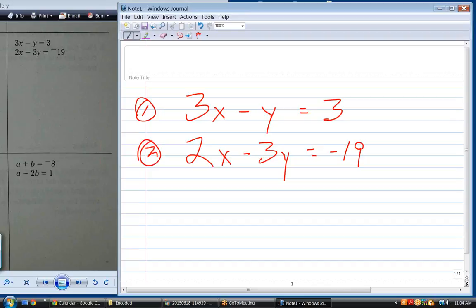So how are we going to eliminate a variable? First of all, are we going to use substitution or elimination on this? Elimination. Yeah, because it's in standard format. Okay. What can we do to eliminate a variable? We can multiply the top number by +3. Okay.